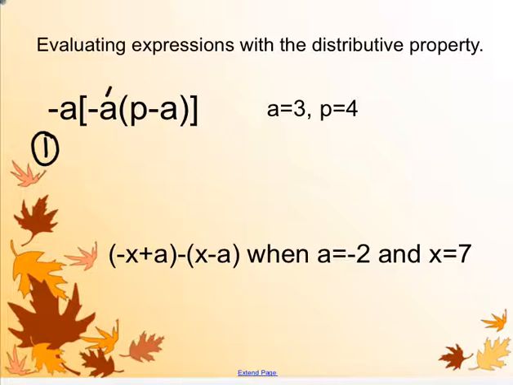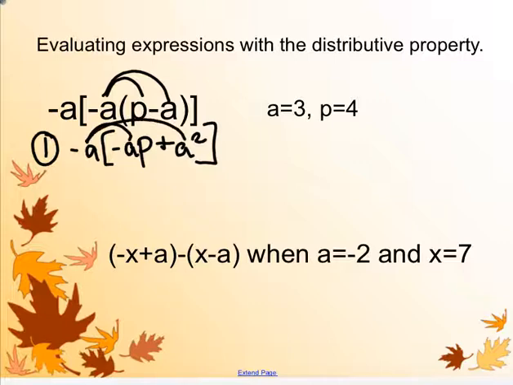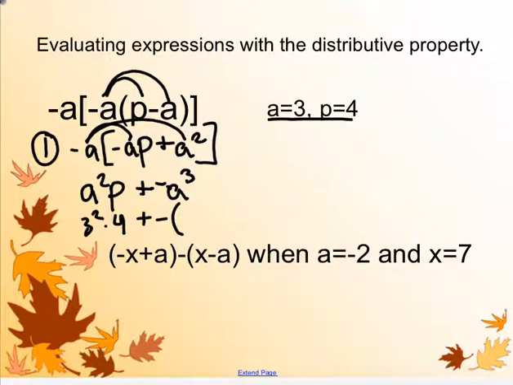I'm going to start within my parentheses and say negative a times p and then negative a times negative a. And I'll get my negative a still on the outside times negative a p plus a squared. And then we are going to have to distribute this negative a. And I will get a positive a squared p plus a negative, or minus, a to the 3rd. And now I can use this information over here to plug in numbers. So I will say a is 3, so we have 3 squared times 4, because p is 4, plus a negative 3 to the 3rd. Okay?